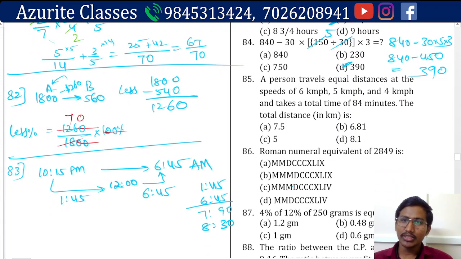Okay, good. So next, 85 question. A person travels equal distance at the speed of 6 km per hour, 5 km per hour, 4 km per hour, and takes a total time of 84 minutes.